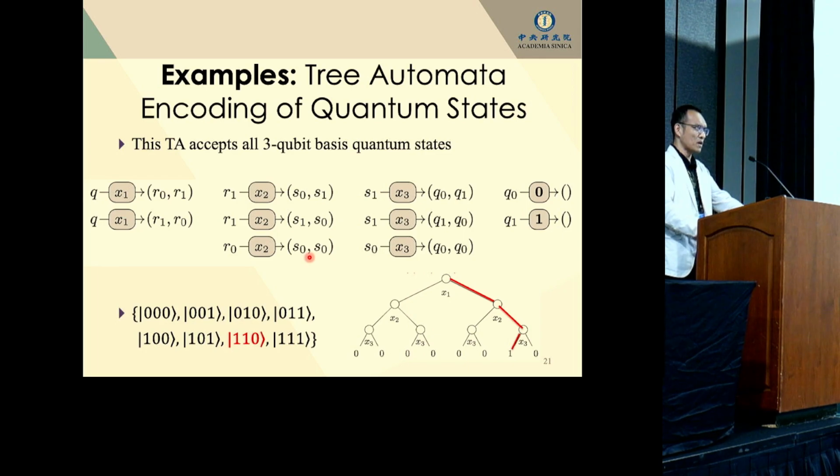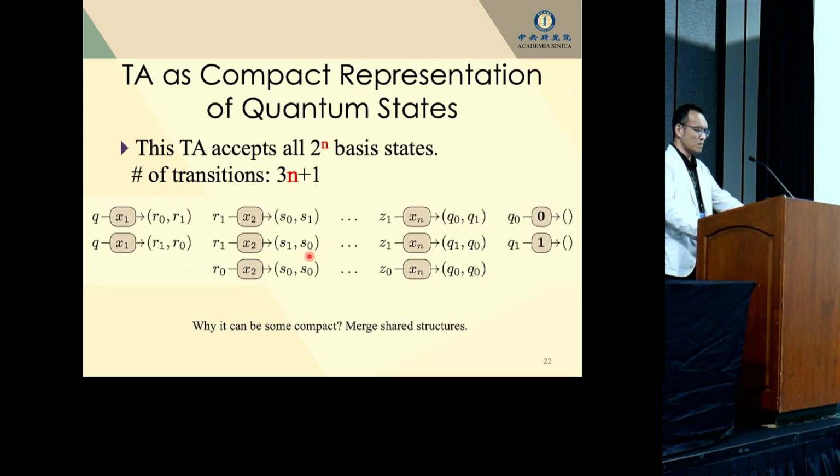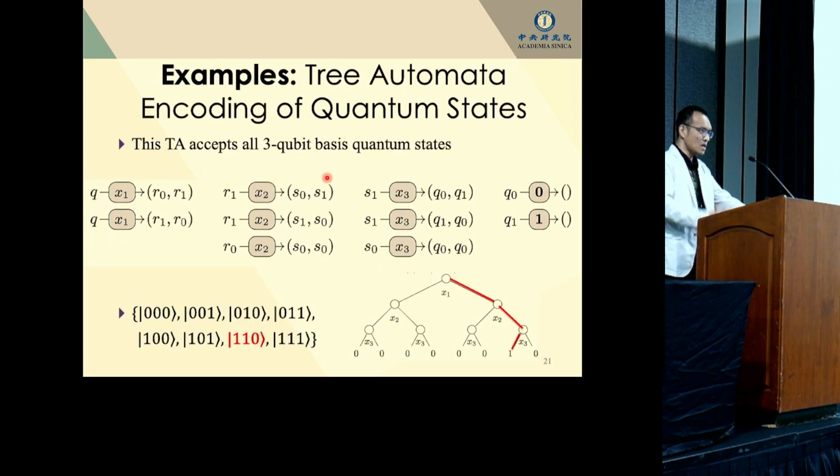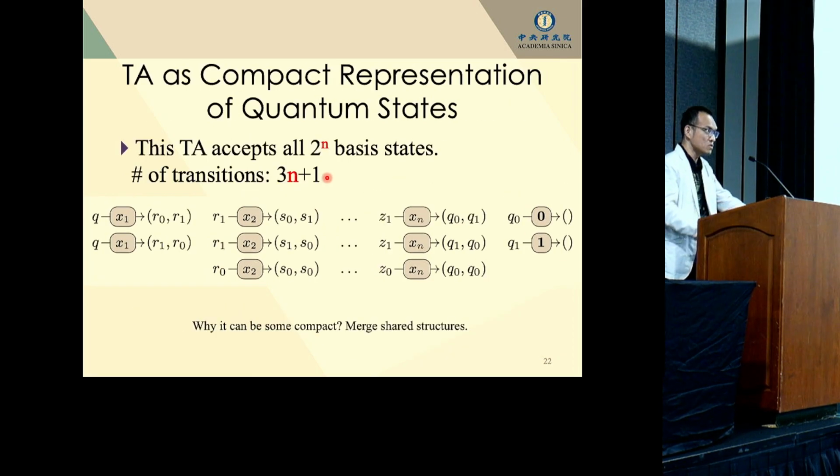It doesn't sound quite right? 11 transitions for 8 states is not so compact. But actually, I can generalize this structure. For 2 to the power of n quantum states, I can use only a linear number of transitions to encode them. So this is one example to show that it can be really compact. It can be a compact representation of a set of quantum states. And why? Because I can merge the shared structure within one state and also across different states. So that's why tree automata can be good here. And one thing to mention is that here I only use loop-free tree automata.